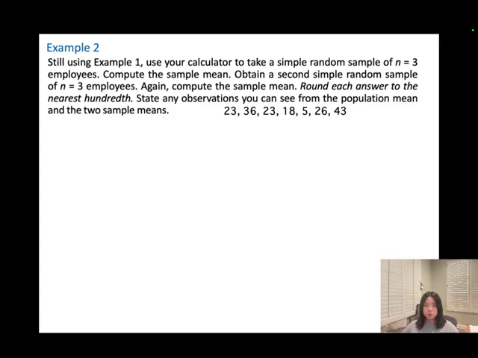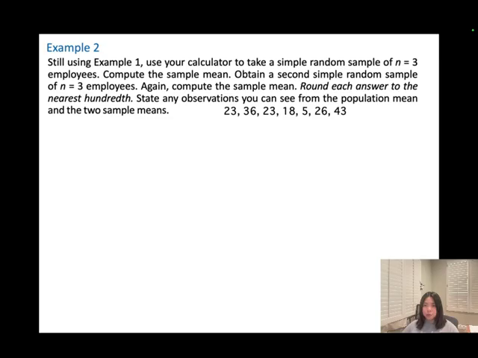Okay, example 2. Still using example 1, use your calculator to make a simple random sample of n equal to 3 employees. Compute the sample mean. Obtain a second simple random sample of n equal to 3 employees. Again, compute the sample mean. We want each answer to the nearest hundredth. State any observations you can see from the population mean and the two sample means. So I have the same data here, and this is the population. Now, we want to draw the sample from this population and then calculate the sample mean.